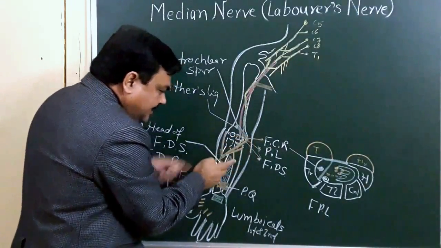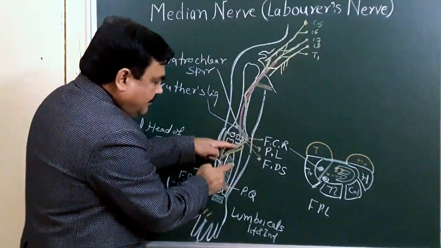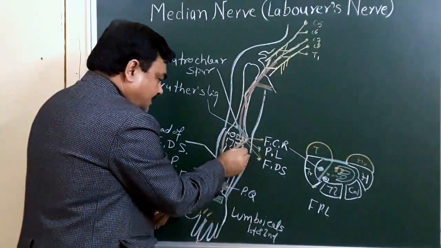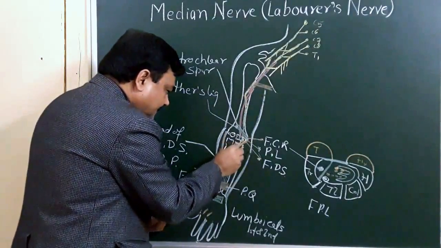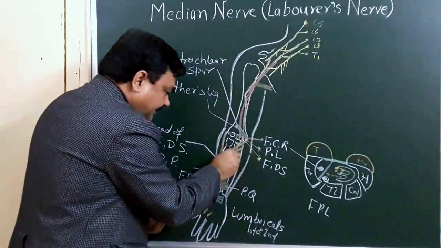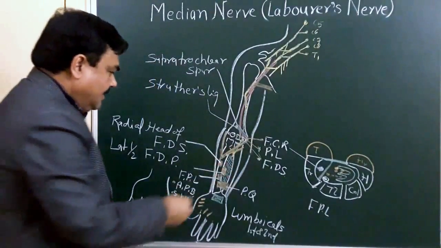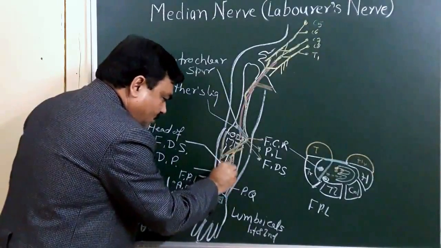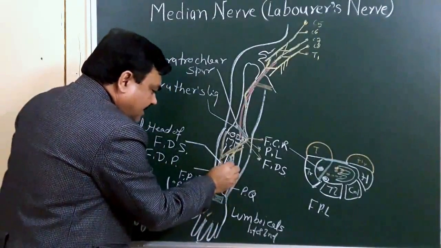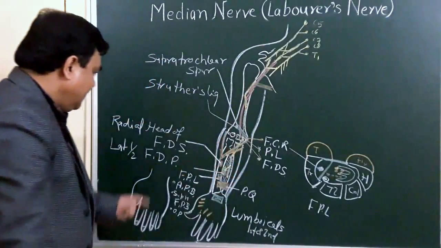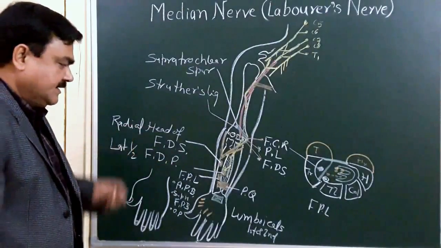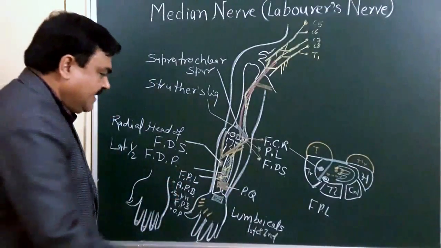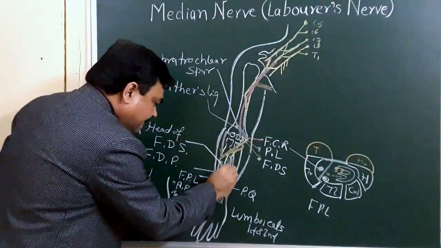After giving branches to these muscles, it passes between two heads of the pronator teres. This head is the humeral head, this is the ulnar head. After passing between the two heads, it gives a branch known as the anterior interosseous nerve, which passes anterior to the interosseous membrane. It gives branches to the lateral half of flexor digitorum profundus, to flexor pollicis longus, and to pronator quadratus.